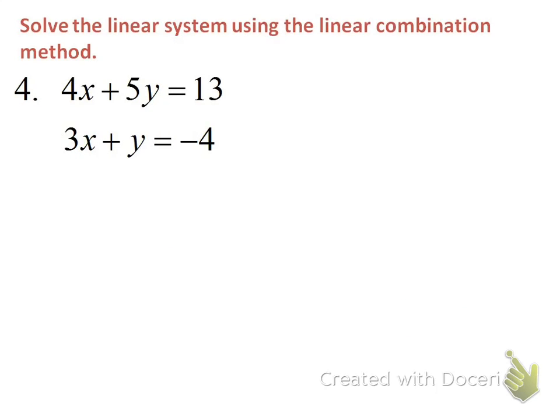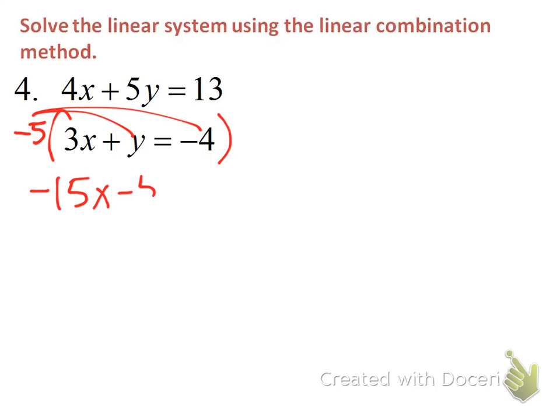All right, we need some opposites. Any ideas? Yeah, let's multiply the bottom by negative 5. There's different ways you could do this. You could get 12s on the x's, a positive and a negative, but this is the easiest way. You only have to multiply the bottom equation. So this is going to turn into negative 15x minus 5y equals positive 20.